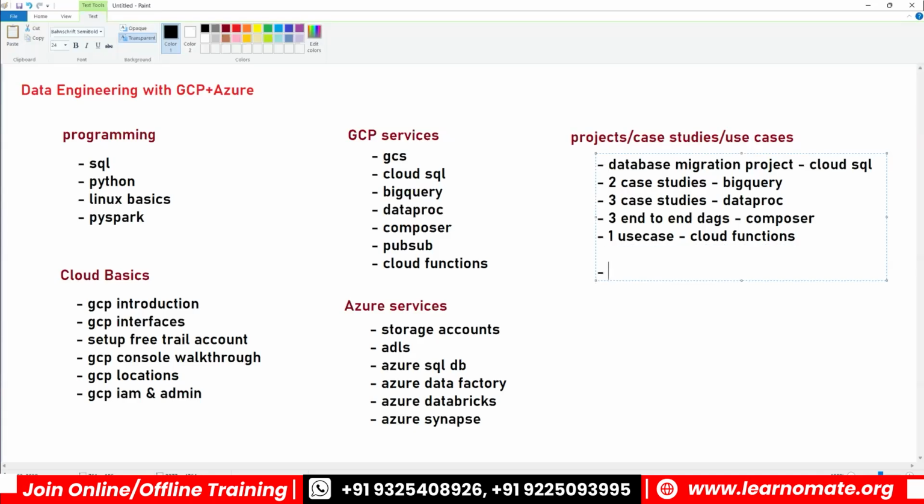Similarly on Azure, so this was especially for GCP. And on Azure, in Azure Data Factory, we will be having one case study. One is incremental data loading with ADF, Azure Data Factory.